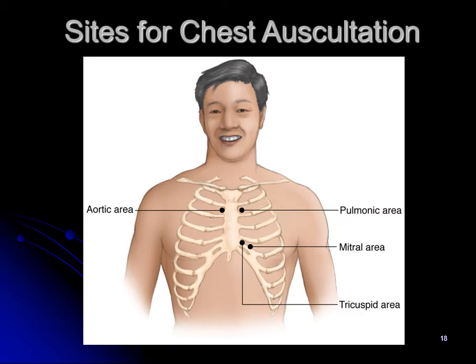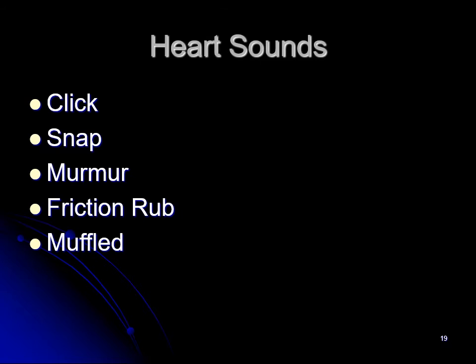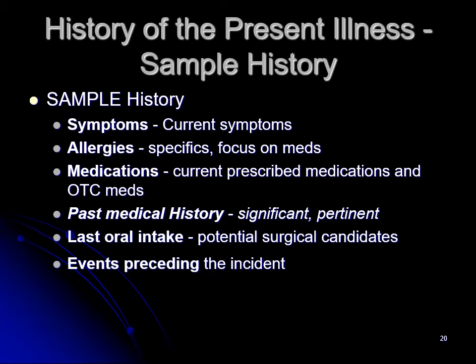Sites for chest auscultation. Heart sounds can sound like the following: a click, a snap, a murmur, a friction rub, and it could also sound muffled.